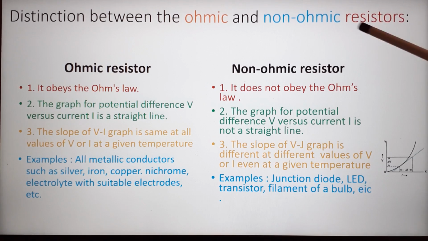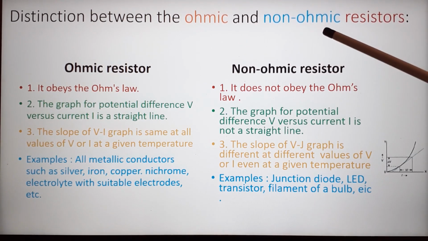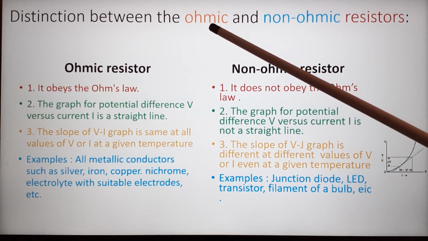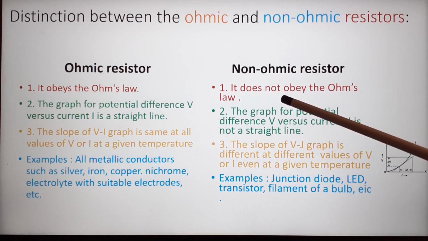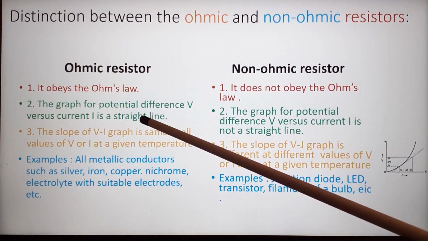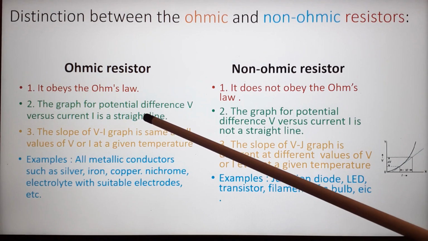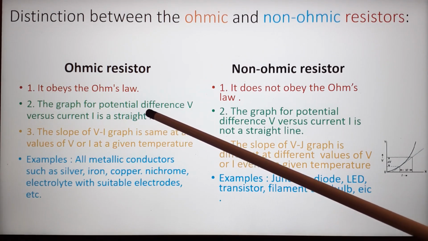Now let's differentiate between ohmic and non-ohmic resistors. As the names suggest, ohmic resistors are all those conductors which obey Ohm's law, and non-ohmic resistors are all those conductors which do not obey Ohm's law. Next point is, the VI graph for an ohmic resistor will be a straight line inclined to the axis, as we have seen earlier.